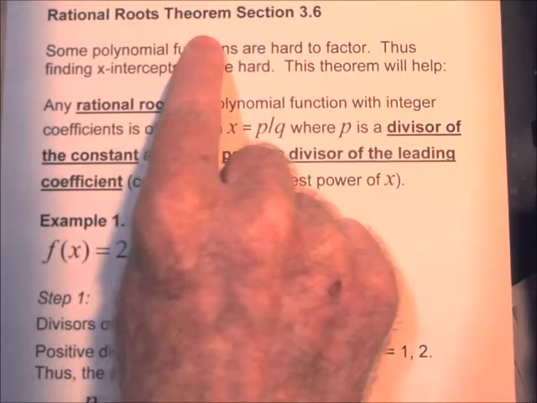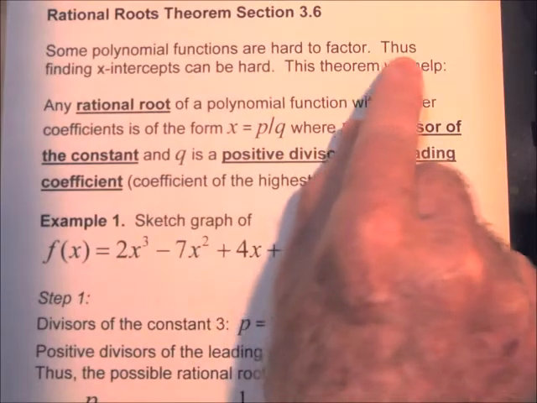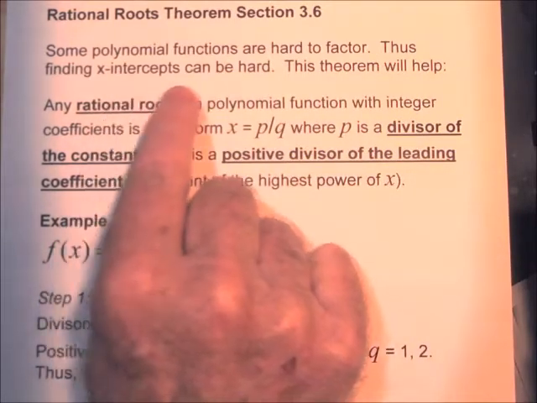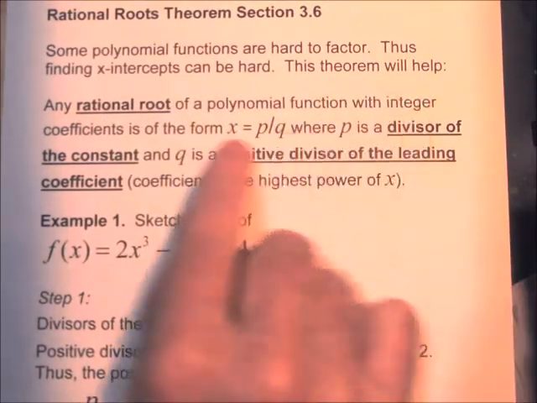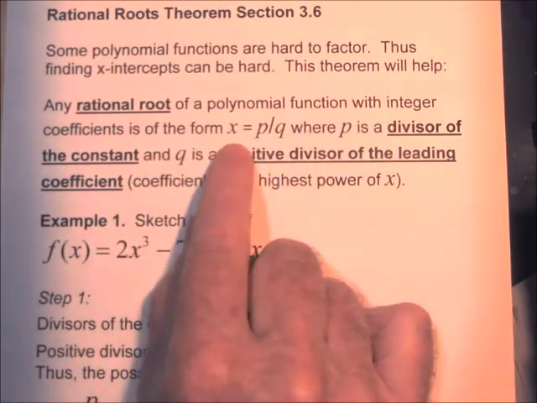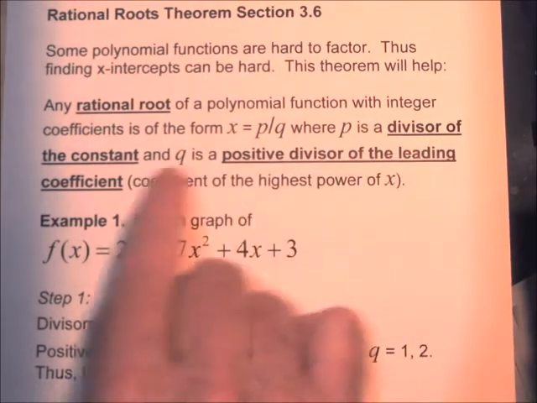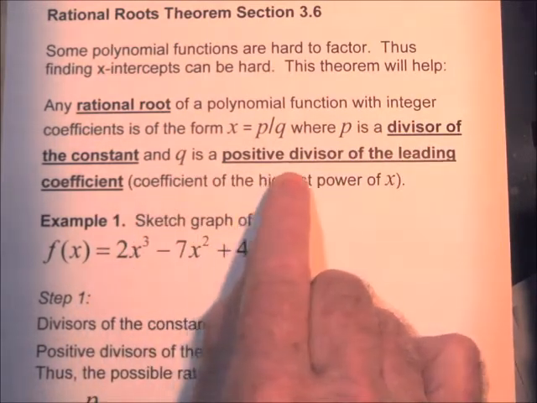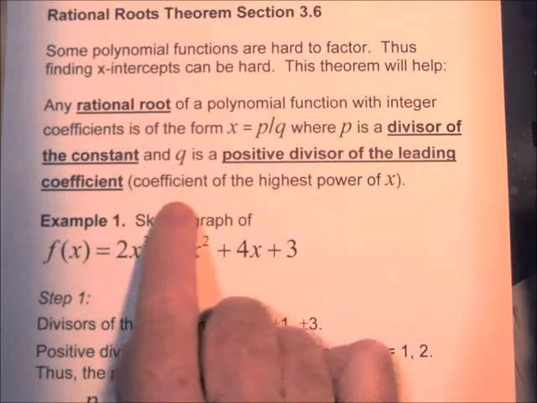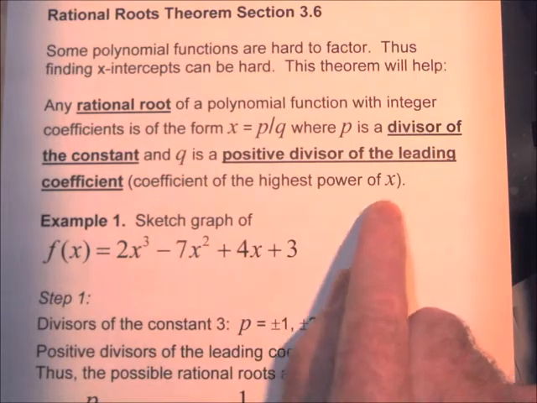Rational roots theorem, section 3.6. Some polynomial functions are hard to factor, therefore finding x-intercepts can be hard, and this theorem will help. Any rational root of a polynomial function with integer coefficients is of the form x equals p over q, where p is a divisor of the constant and q is a positive divisor of the leading coefficient. Leading coefficient means the coefficient of the highest power of x.